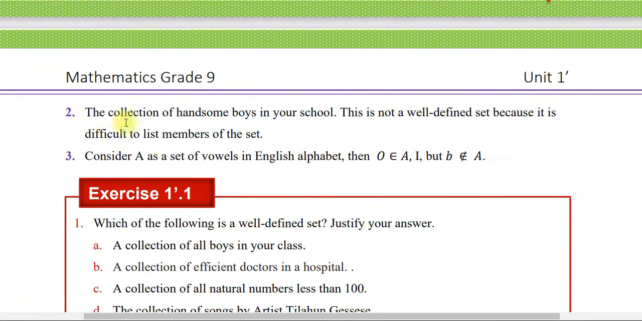Another example. The collection of handsome boys in your school. This is not a well-defined set because it is difficult to list the number of the set.